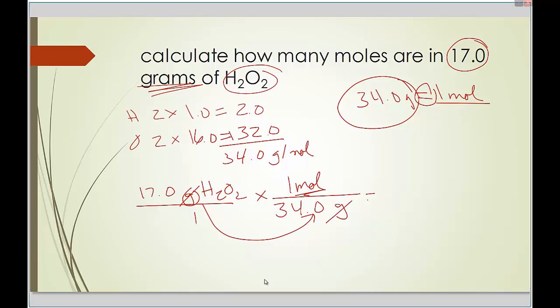And that comes out to be 0. In your calculator, it probably says 0.5. But because of the fact that there's 3 significant figures there, we want to make sure that there's 3 in the answer. So 0.500 moles of H2O2.